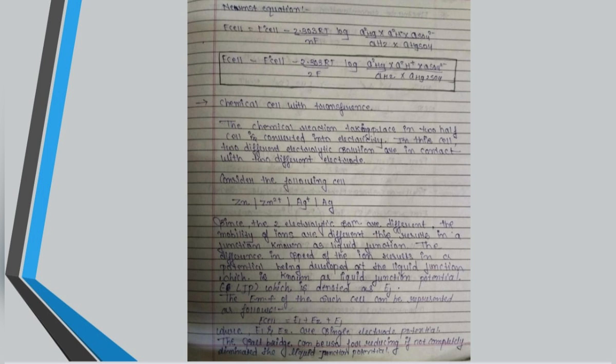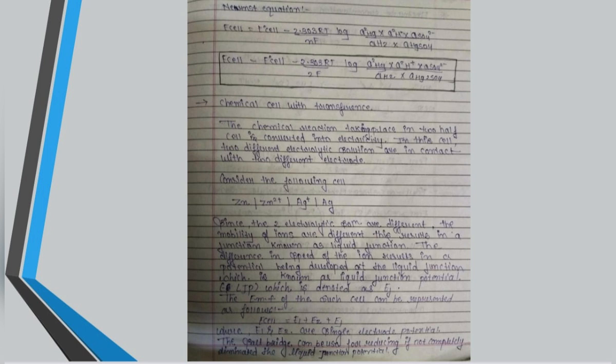Now a salt bridge can be used for reducing the EJ value, because EJ is considered as an interference. So the smaller the value, the more it can be neglected, so that the E cell value we can just get as E1 plus E2. So a salt bridge can be used for reducing it, if not completely eliminating it. Which one? The liquid junction potential. All right, so this is, my dear friends, about chemical cell with transference and without transference.